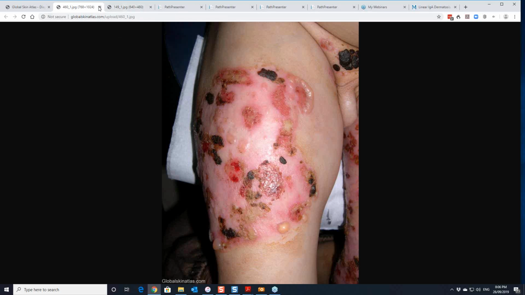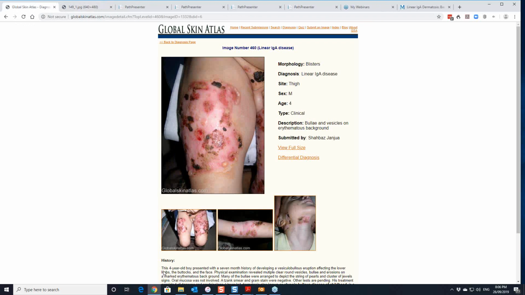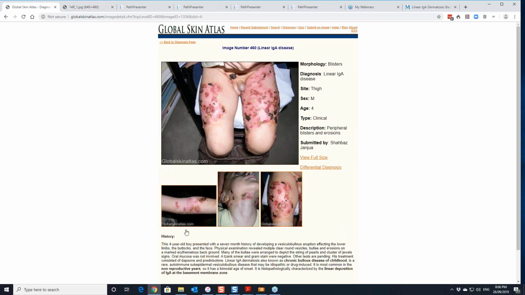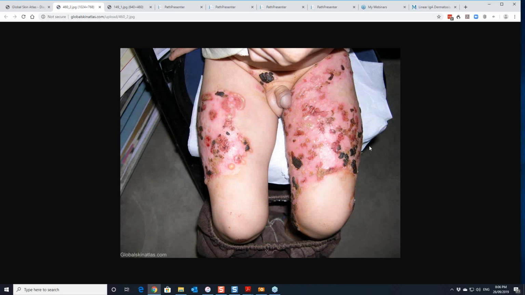Let's have a look at some of the other images of this. Here we go. Symmetrical nature of it again, red background, blisters, intact blisters on the red background, and sort of rings of blisters.